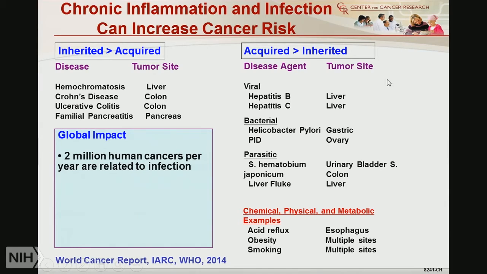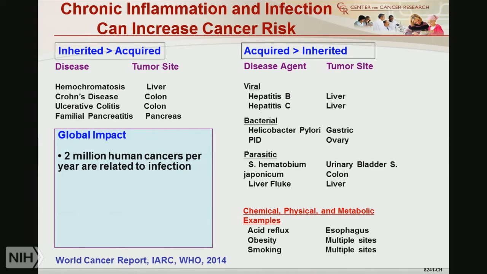Most inflammation is due to acquired agents such as viruses, bacteria, parasitic agents that increase the liver cancer, gastric cancer, ovarian, and so on and so forth. And this is about 2 million human cancers per year are related to infection. And this comes from the World Cancer Report that I and many other people contributed to, that was published about a year ago. What isn't in this report are chemical, physical, and metabolic conditions that also increase inflammation.